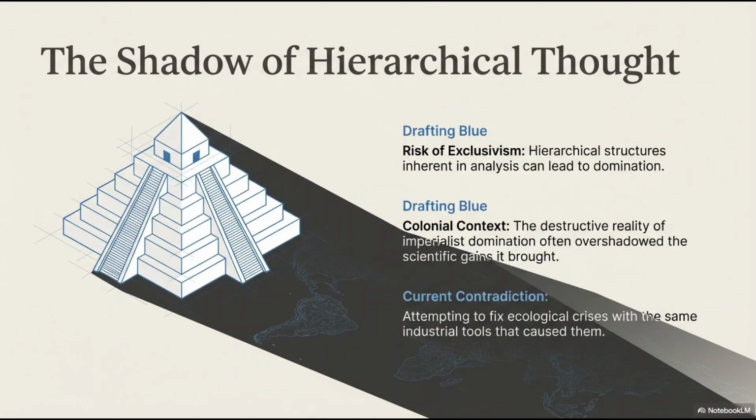We must also recognize the shadows cast by hierarchical, analytic thought. These structures can easily lead to exclusivism and domination. Historically, this was evident in the colonial era, where the drive to categorize and control often ignored the human cost. Today, we face a dangerous contradiction: we attempt to solve ecological and social crises using the exact same industrial, hierarchical tools that caused those crises to begin with. It is a cycle that requires a new perspective.